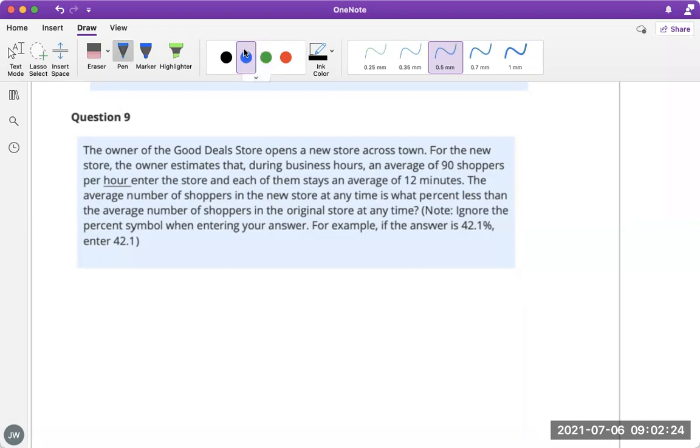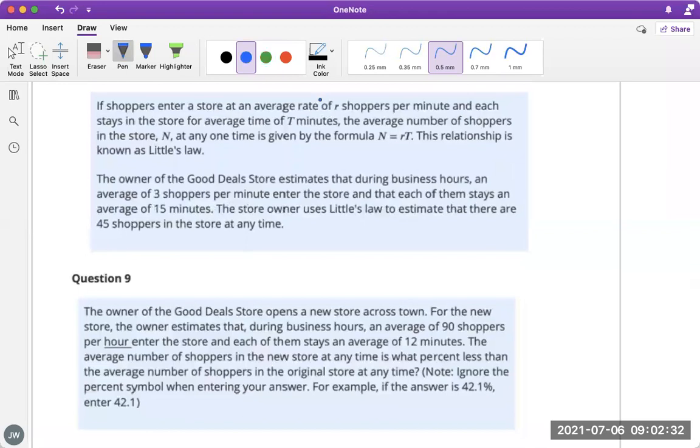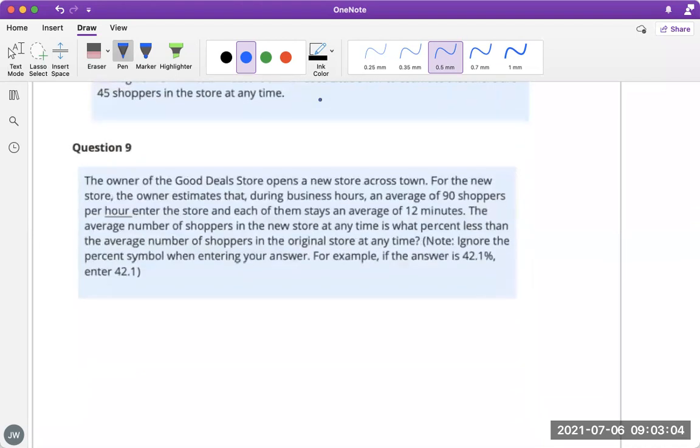First, according to the original information, and I did scroll up, let me scroll back down. According to the original information, the estimated average number of shoppers in the original store, represented by N, is 45, okay? In the question, it states that the new store manager estimates an average of 90 shoppers per hour, okay? Now remember that an hour is 60 minutes, so we need to change that. So 90 shoppers for 60 minutes. If you divide that, 90 divided by 60, you'll get 1.5, okay?